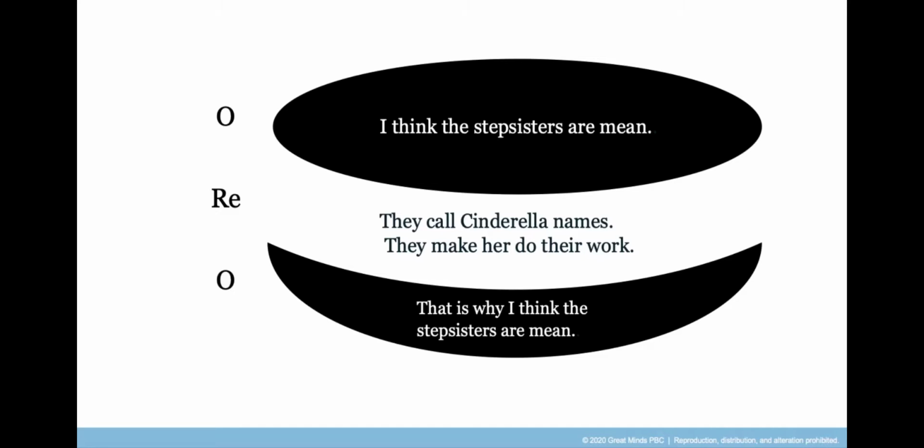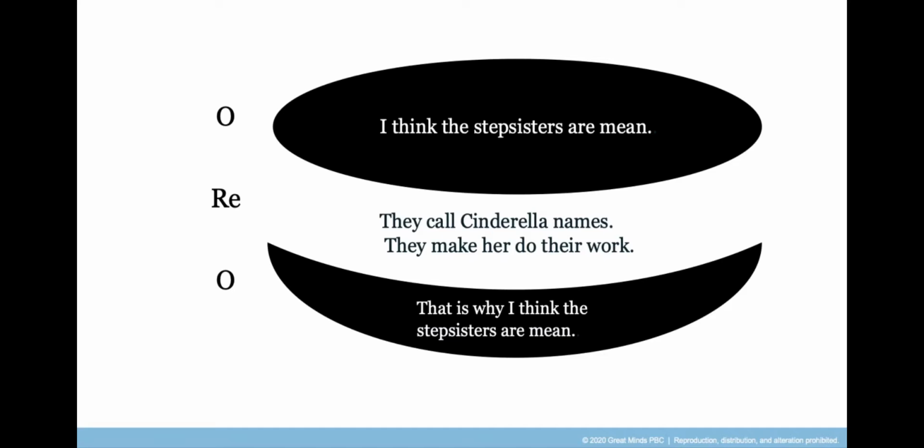Now, let's look at the bottom layer of the cookie. This is the opinion conclusion, or the ending, which reminds the reader of the writer's opinion. Listen as I read the sentence. That is why I think the stepsisters are mean. The third sentence is labeled O for opinion conclusion, and the opinion conclusion often restates the opinion. It says the opinion again in a slightly different way.